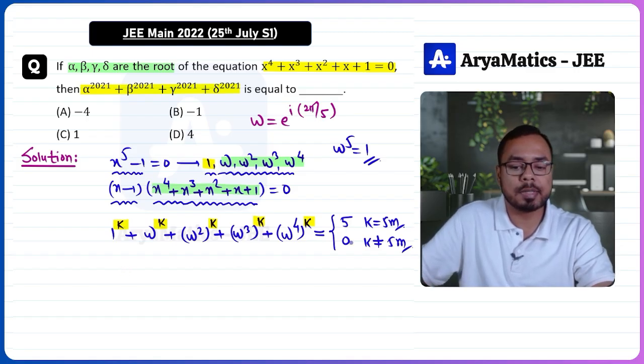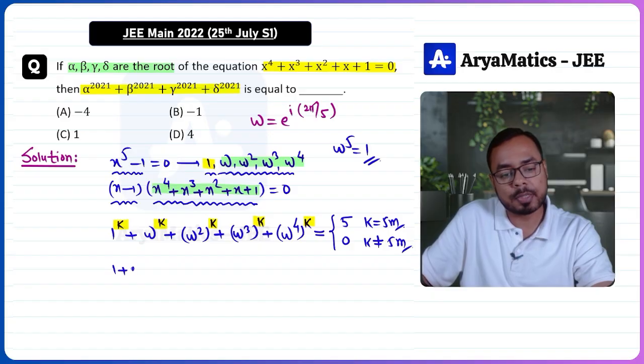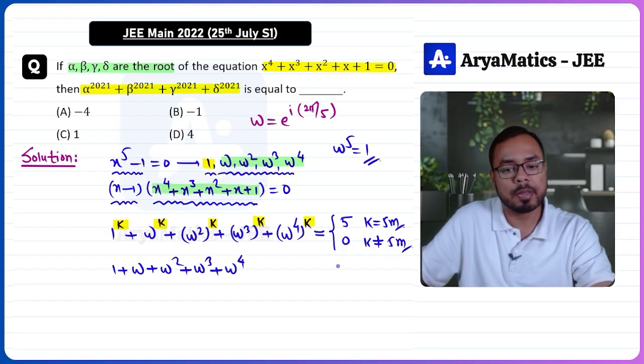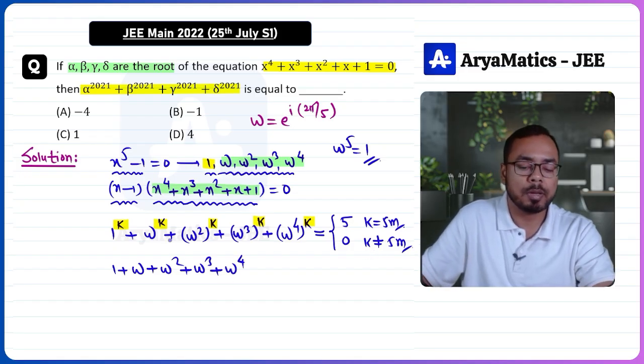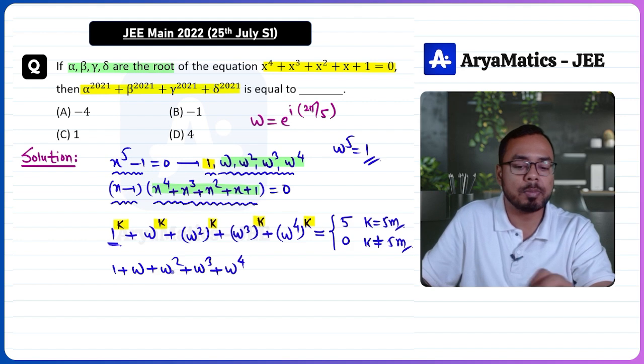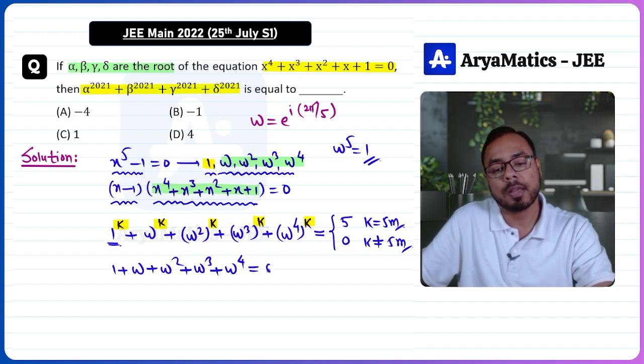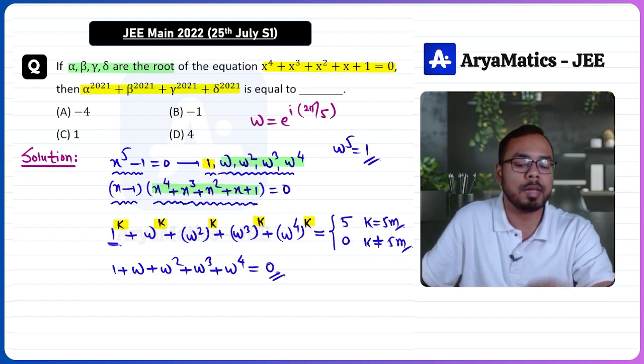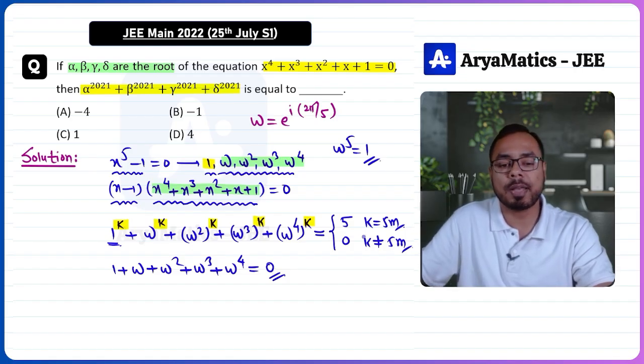And in other cases, if k is not a multiple of 5, then this sum will become 1 plus omega plus omega square plus omega cube plus omega raised to 4. The first term will be 1, then these four terms will become omega, omega square, omega cube and omega raised to 4, and the sum of nth roots of unity is always 0. So we have these two possibilities, right?